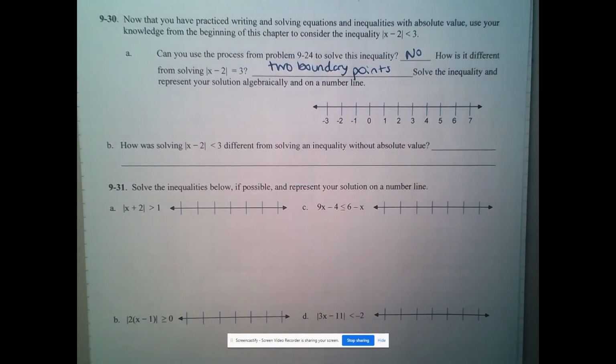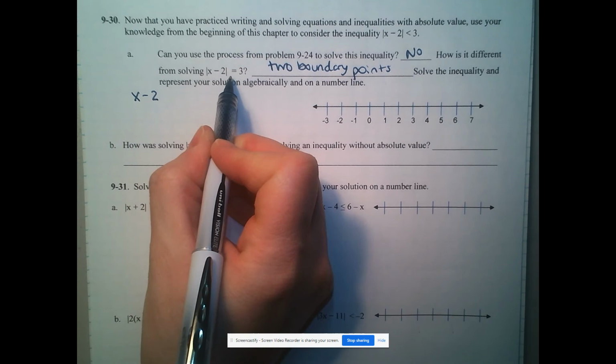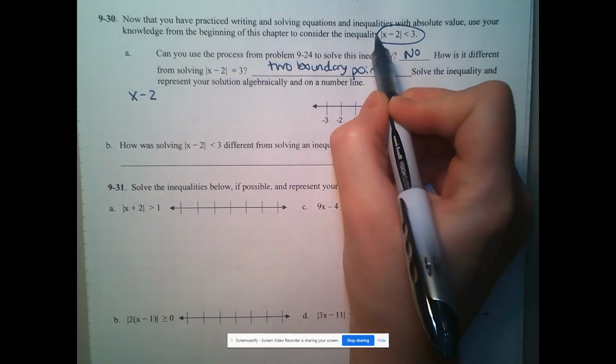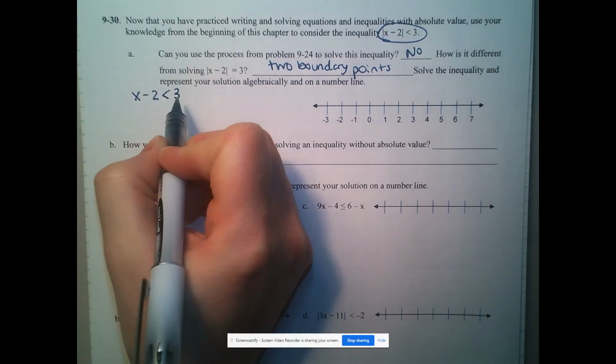Solve the inequality and represent your solution algebraically and on a number line. So I'm going to solve it the first time where it looks practically the same, right? I'm looking at this one up here. The absolute value of x minus 2 is less than 3. And we're going to say x minus 2 is less than 3. Great, we have to solve that one.